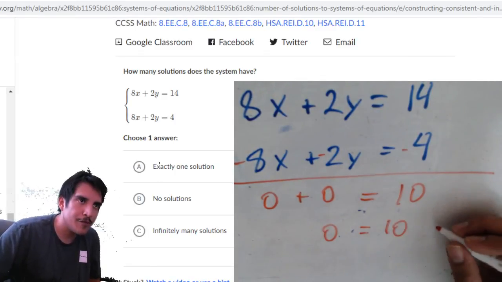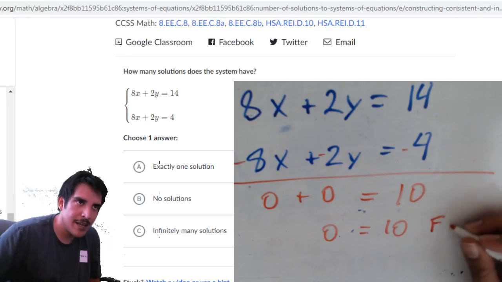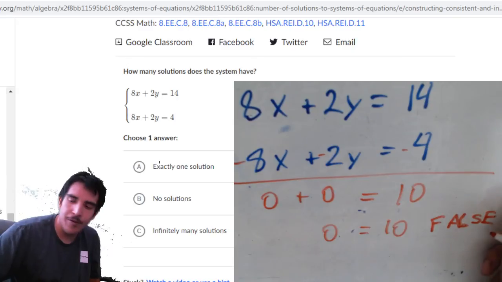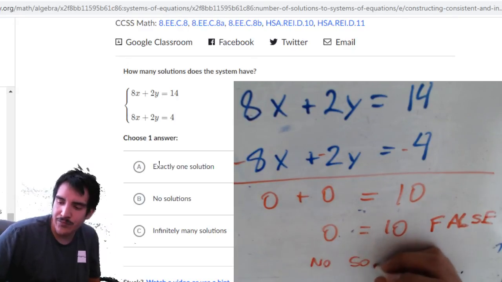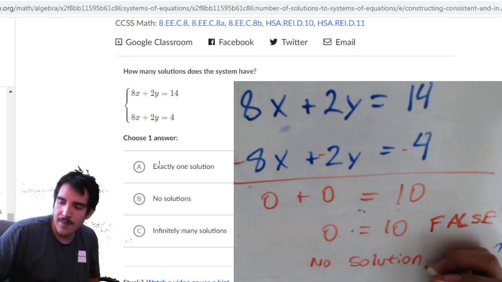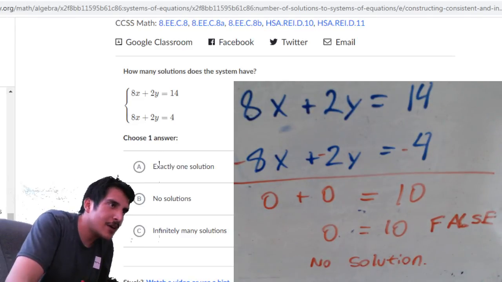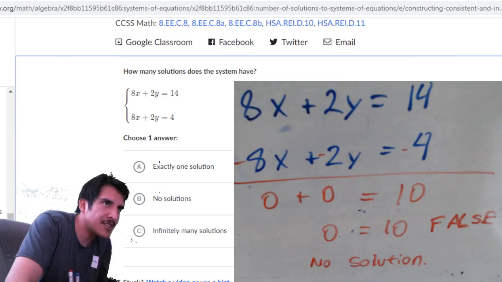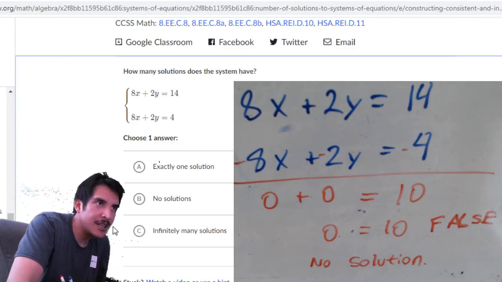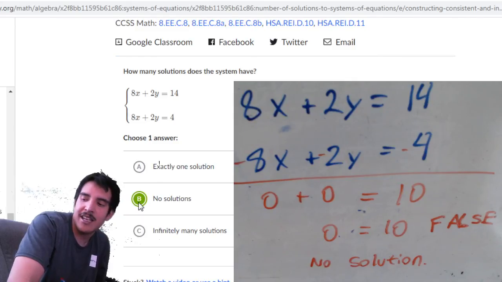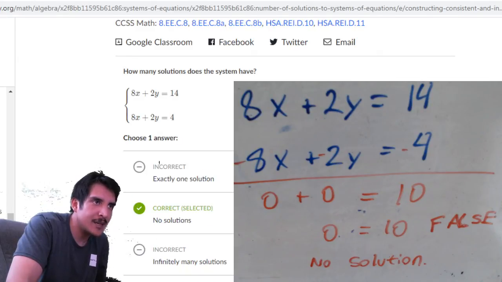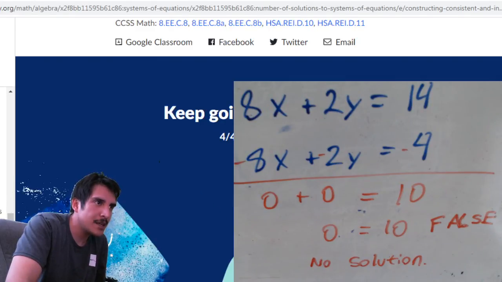Now is this a true or a false statement? This is going to be a false statement. 0 does not equal 10. So if you get a false statement, this is no solution. Okay? Now, in none of these questions did they ask for the exact solution. They just said, how many solutions? So in this case, we get a false statement. That means there's no solution that exists.